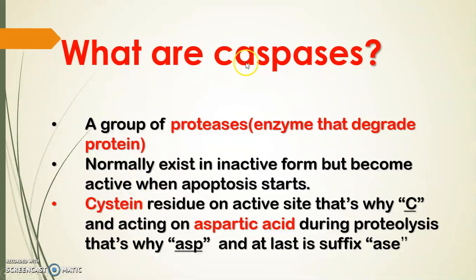These caspases have a cysteine residue at the active site, that is why it is C, and they act on aspartic acid during proteolysis, that is why ASP. So it is C-ASP, casp, and ase is the suffix for enzyme.